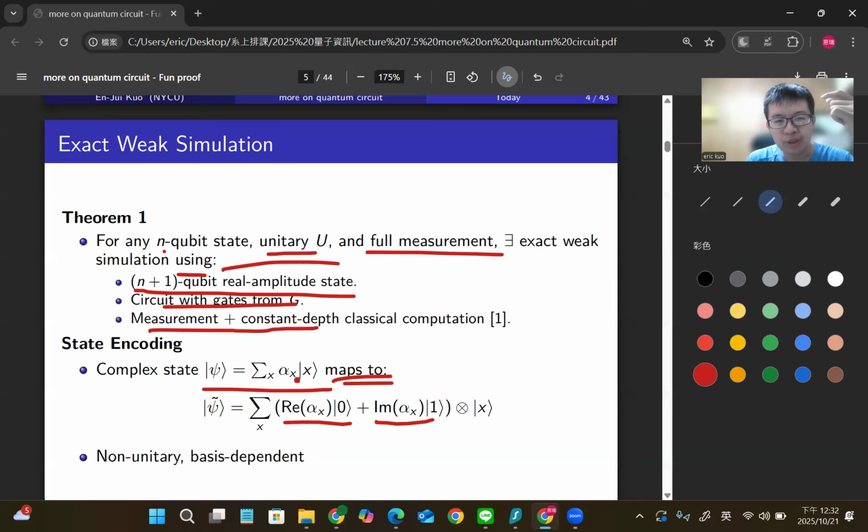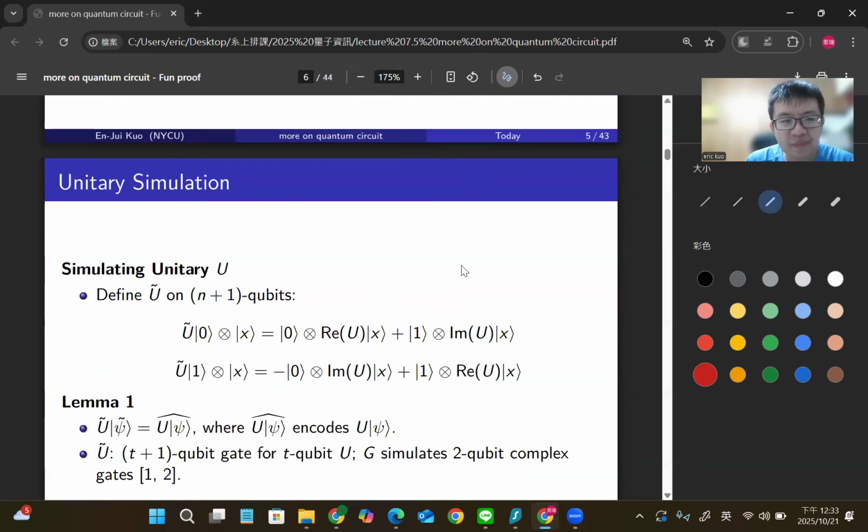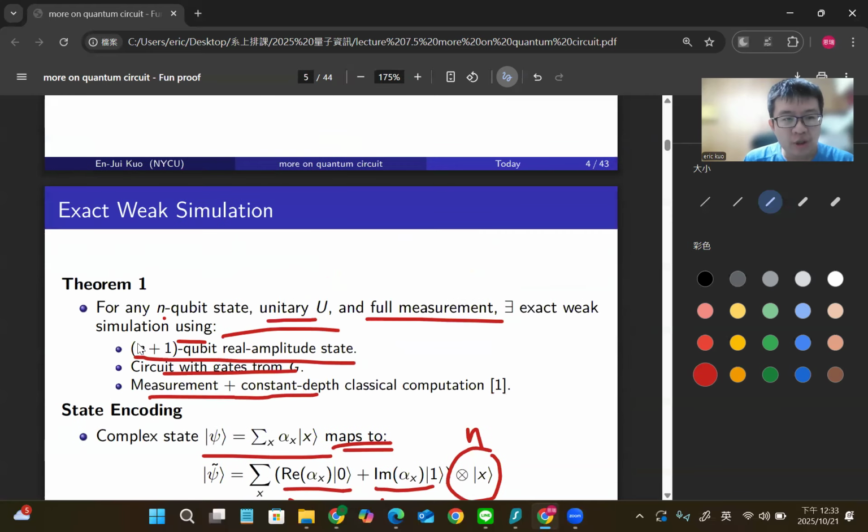So we decompose this alpha x into real alpha x0 plus imaginary alpha x1, tensored with the extra qubit, and then x. So this is n qubits, this is the first qubit, and then you sum over x. Notice that this map is non-unitary and basis dependent, but it's fine, and we fix some computational basis. Somebody gives me a state, then I create this n plus 1 real amplitude state. So this is the state encoding.